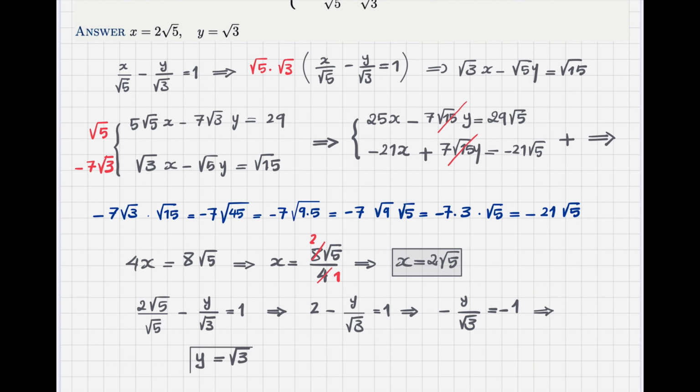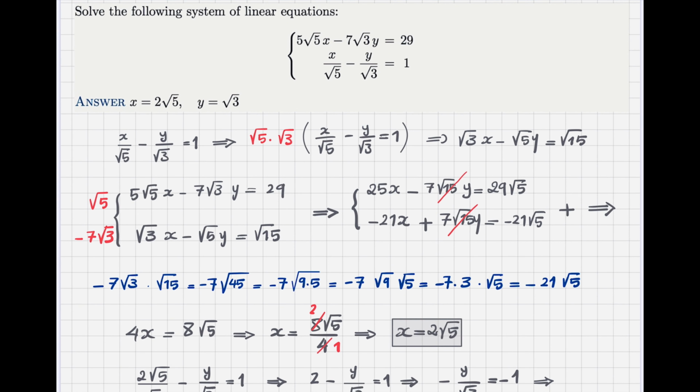But of course it doesn't matter which equation you use. I thought that this would be simpler, but you can use that number you found for x here or even in this equation. It doesn't matter.